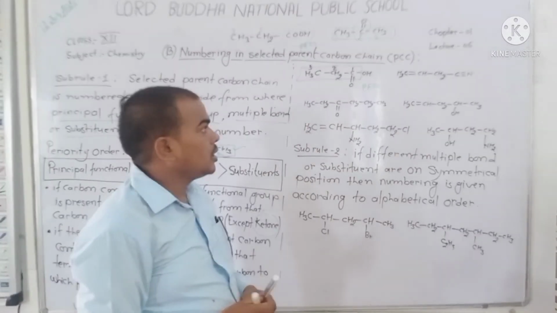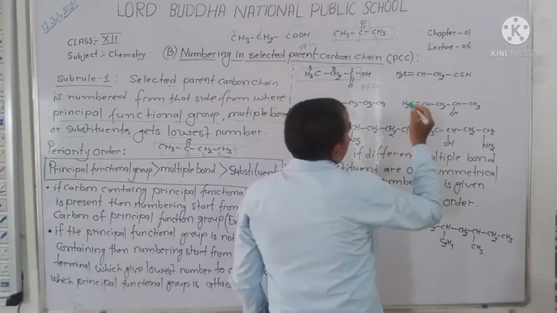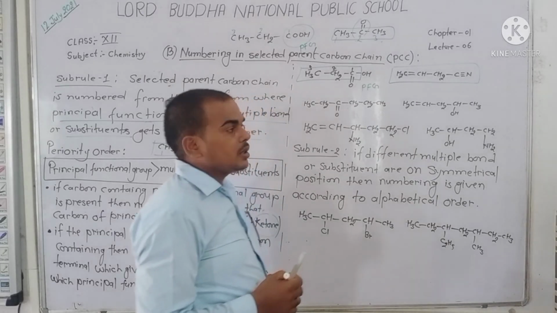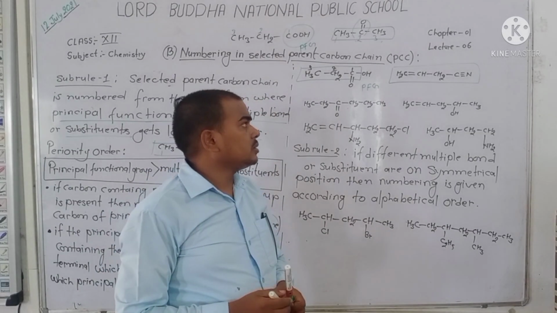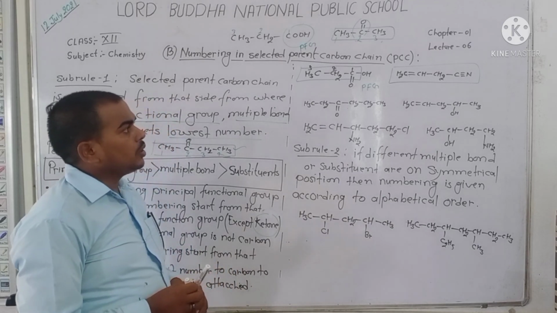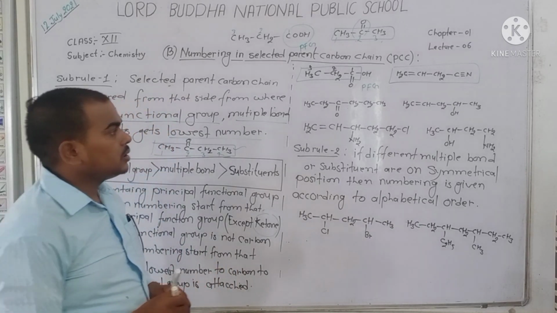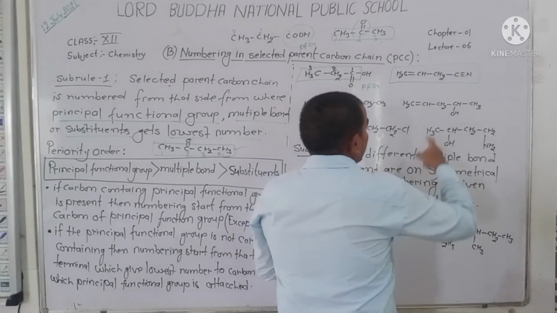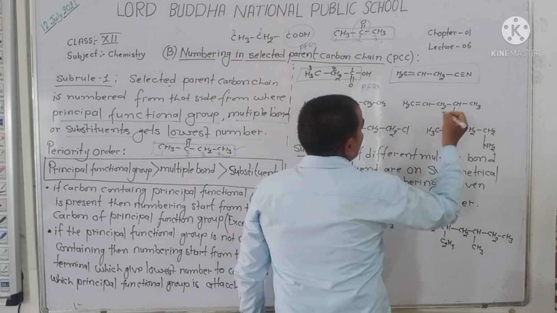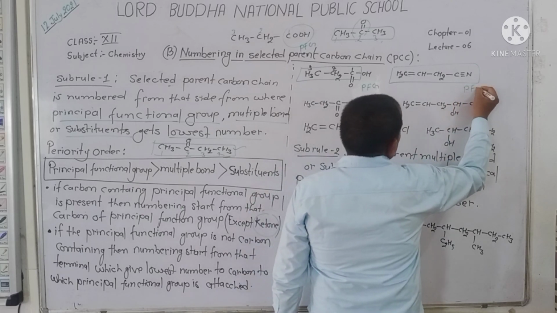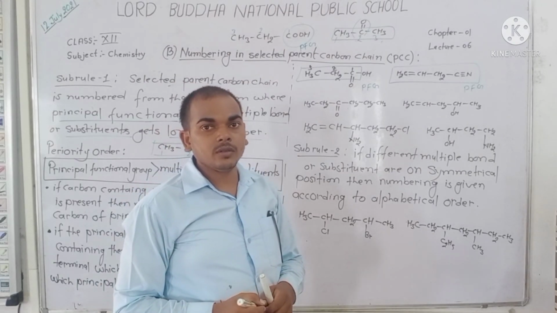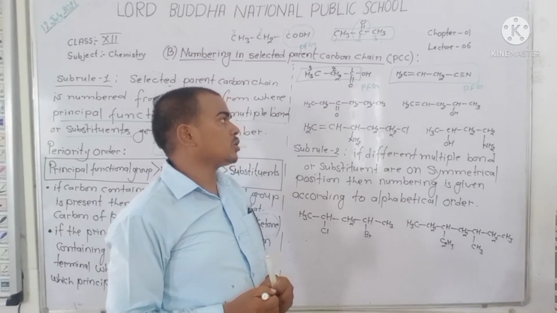Okay, student. Now here a straight chain is present, but where does the counting start? Student, we start counting from here because here the CN group is present. CN group is the principal functional group. That is cyanate. CN means cyanate. Cyanate is a principal functional group.